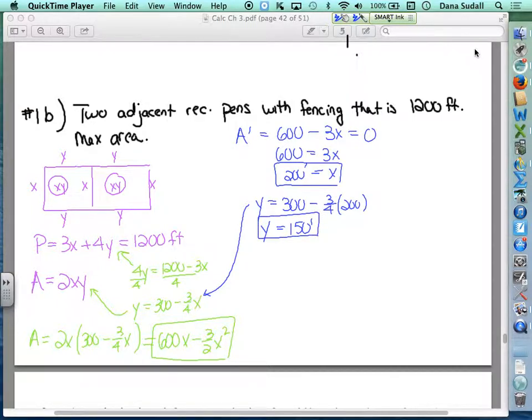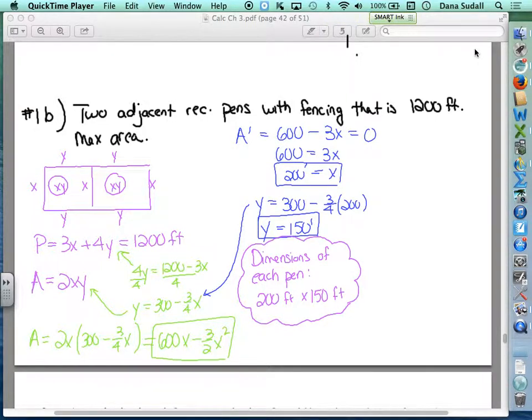So again, let's make sure that we answer the question that they ask here. So the dimensions, I'm going to say, because this is not real clear for this one, of each pen would be 200 feet by 150 feet. All right, so I've answered their question.